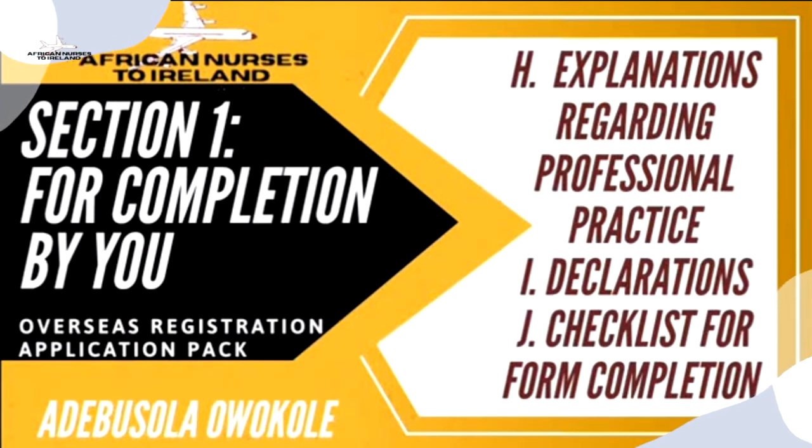And I section is talking about declarations. You need to sign that everything you have stated on the pages are actually true. And at the same time, J is just checklists for the form completion. So just some checklists to ensure you have included the right pages and documents. You've attached the right documents before sending off the form.